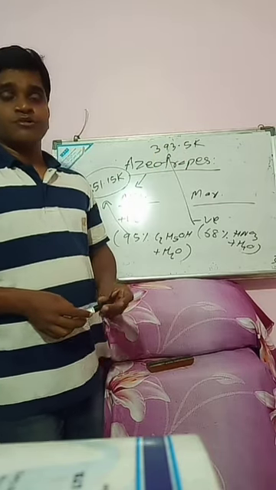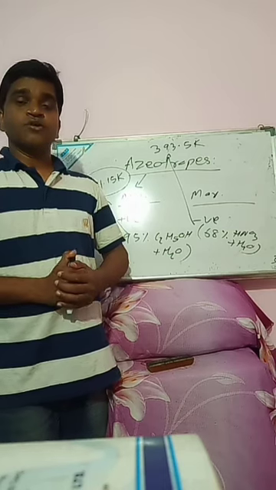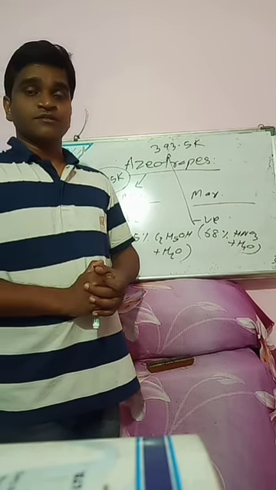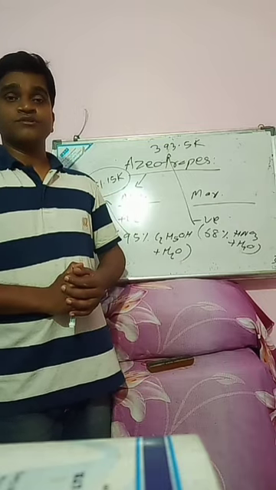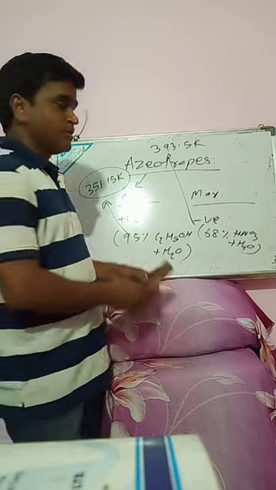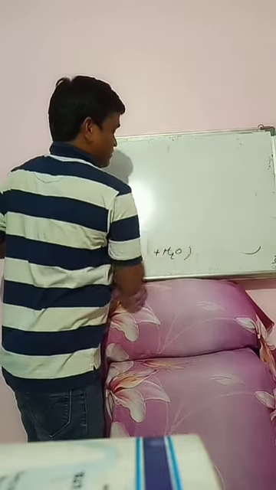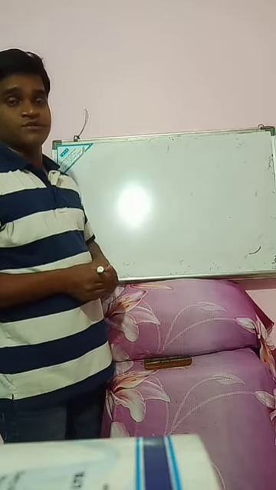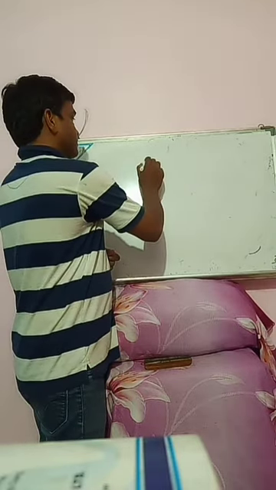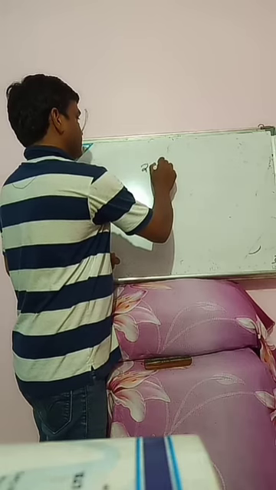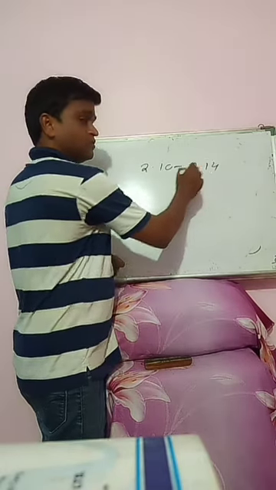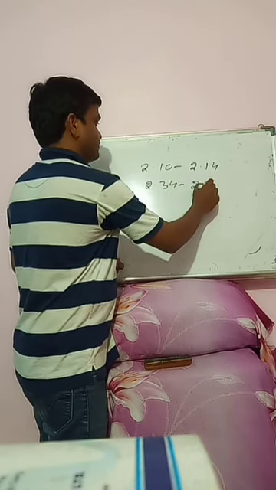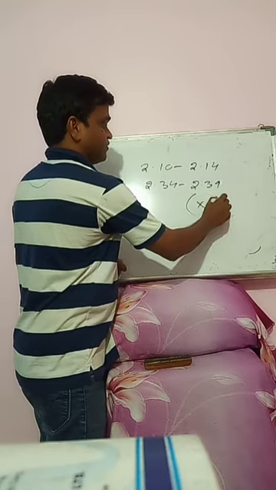Okay, so this is all about part 2 of a solution, where we cover Henry's law, Raoult's law, and ideal solution, non-ideal solution, along with azeotropes. Regarding this concept, you can solve the problems or questions from the NCERT exercise. So from this part 2, you can solve the questions from 2.10 to 2.14 and 2.34 to 2.39, except question number 2.